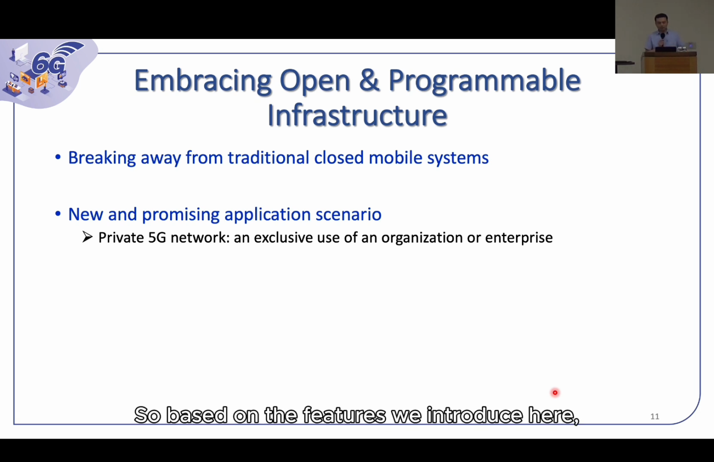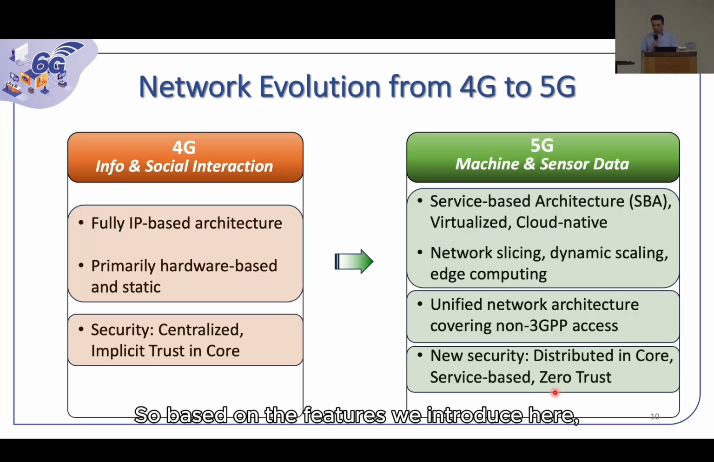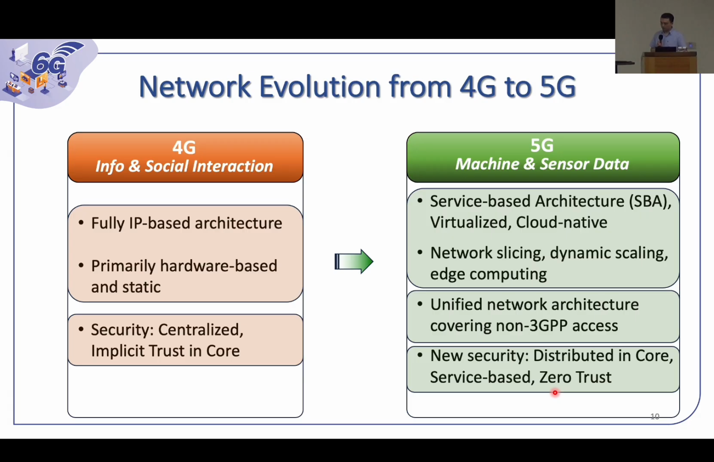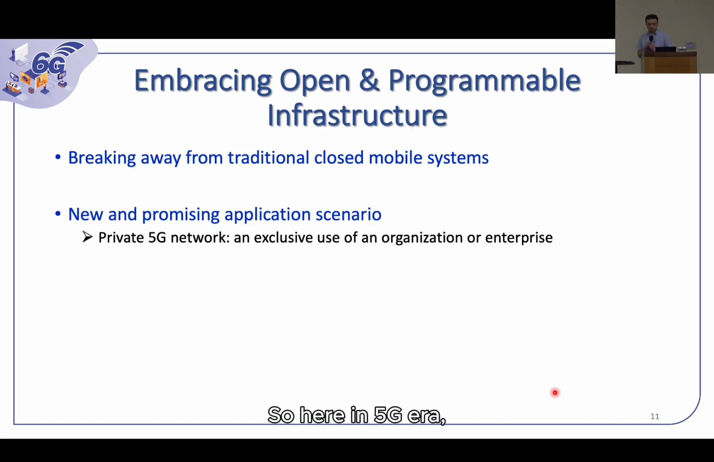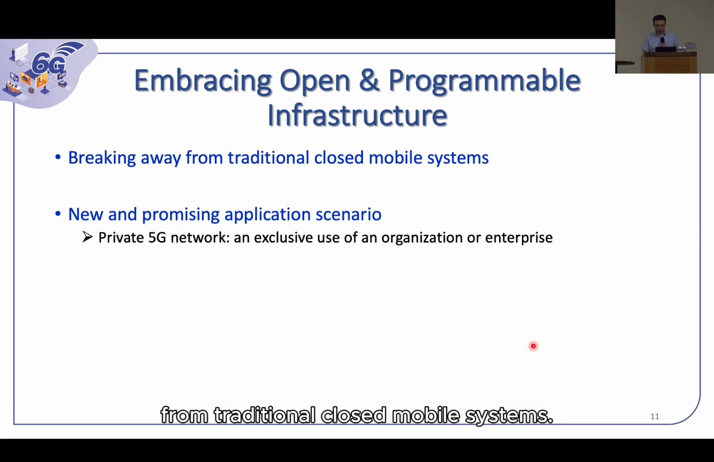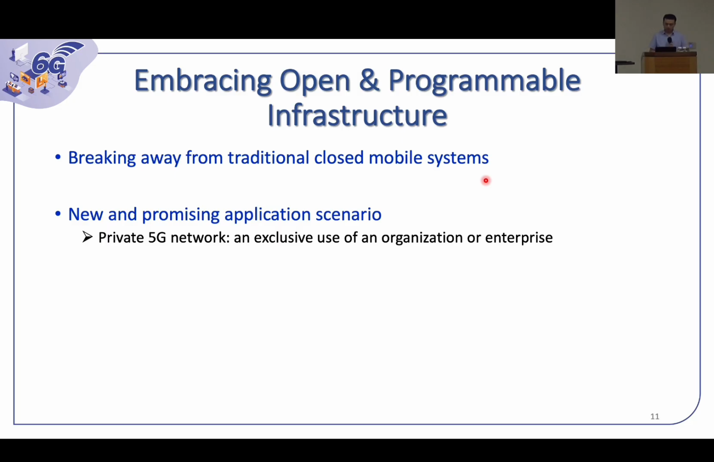Okay, so based on the features we introduced here, we want it more flexible, and we want to allow the third-party application to deploy their innovative application or services in the core network. So here in the 5G era, we embrace the open and programmable infrastructure. It breaks away from traditional closed mobile systems. And based on this open and programmable infrastructure, we have more new and promising application scenarios.